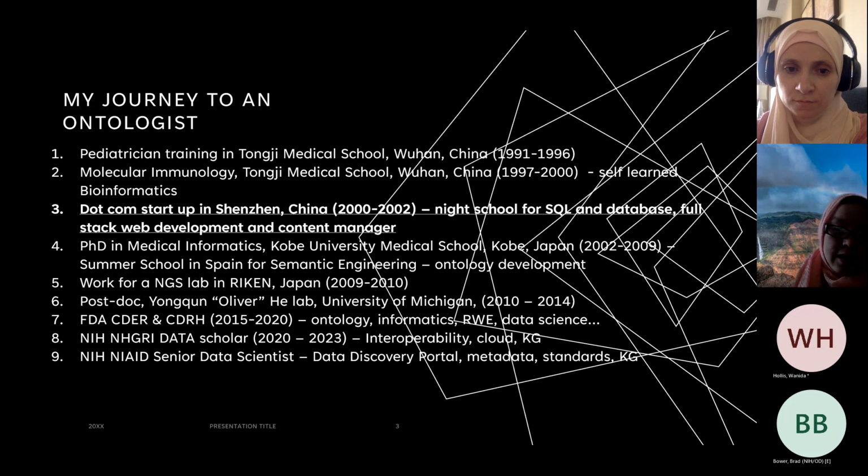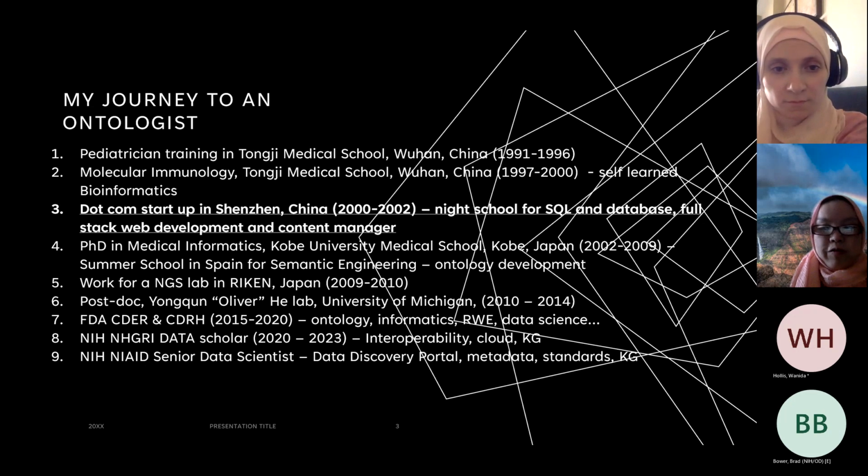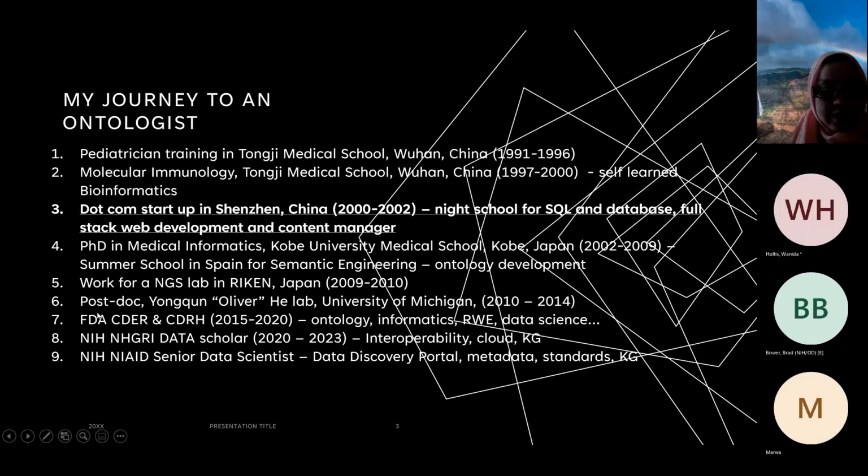Then I learned about the ontology concept and started self-learning. And then there was a summer school in Spain for semantic engineering. That was 2008, I think. I went there, and it gave me a little bit of a booster. But before going there, I already had a base of building ontologies. And then in my postdoc at the University of Michigan, I did a lot of ontology work. So this is a cumulative learning process.